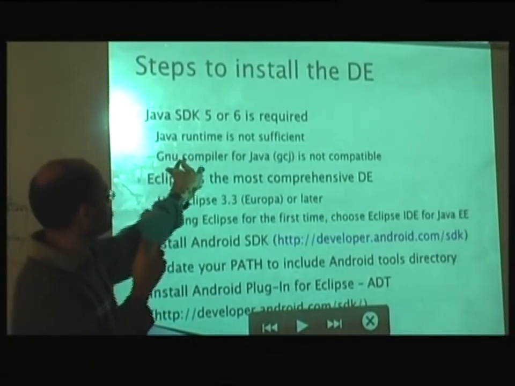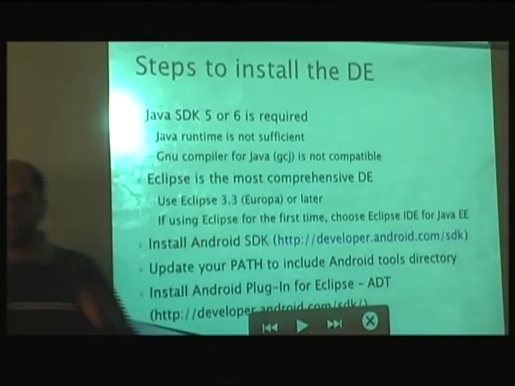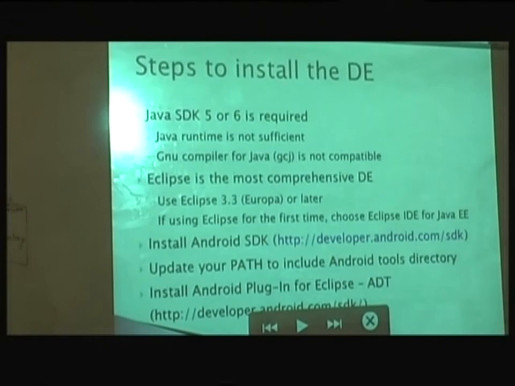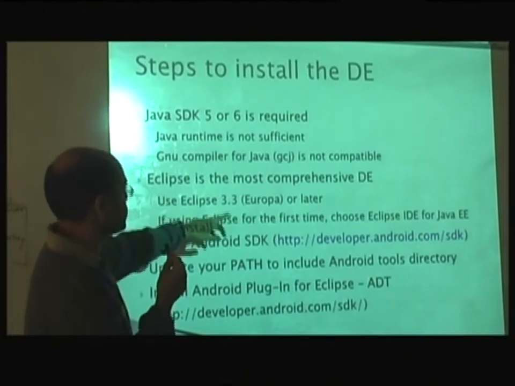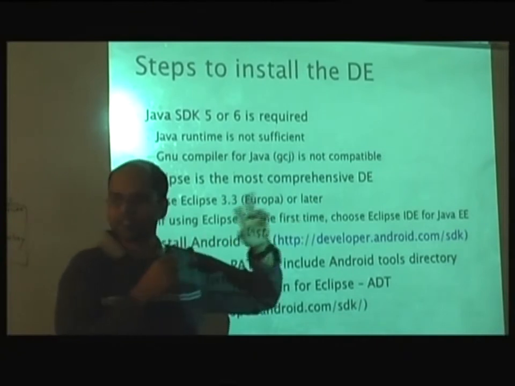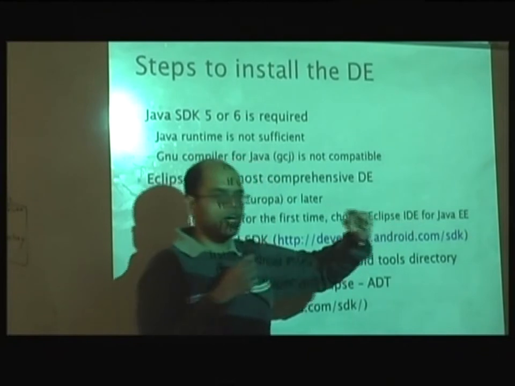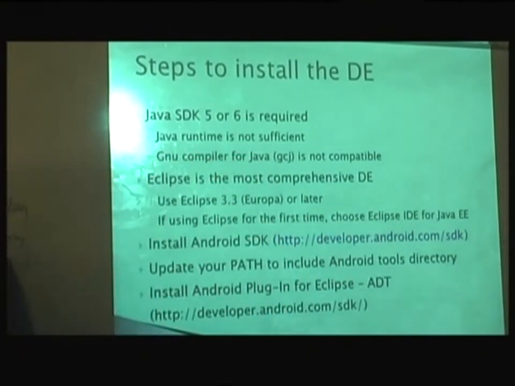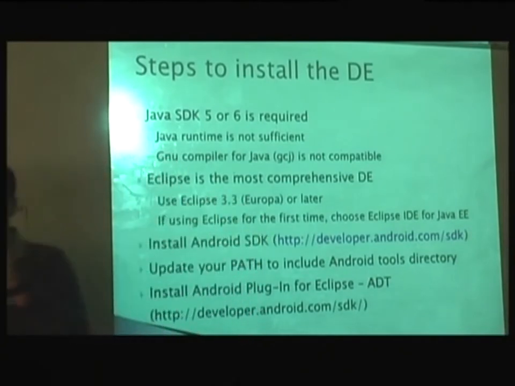And so there is a version of Java which is the new compiler. This is not compatible, so you need to get Java from Sun or Oracle. So that Java is required. Eclipse, you can use Eclipse 3.3 or later. Then, for example, if you are using Eclipse, I don't think everybody is using Eclipse for the first time, but you just install Eclipse IDE for Java Enterprise Edition. So you get Java built into that. And then you install the Android SDK. So this will give you all the libraries or APIs to develop Android application.